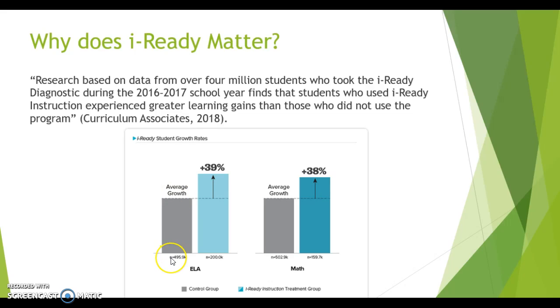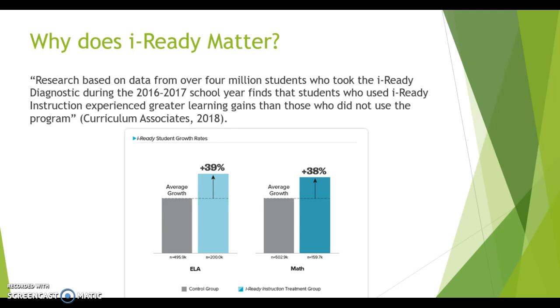The gray is the control group, in which students took the diagnostic but did not participate in the online instruction. This was their growth. The students who did take the iReady diagnostic as well as participated in the online instruction received this much learning gains and growth. In the content area of language, there was a 39% increase in learning growth. In the content area of math, there was a 38% increase in learning growth. You can see that the control group who took the diagnostic did not have as much of a learning growth as the students who took the diagnostic and participated in the online instruction.